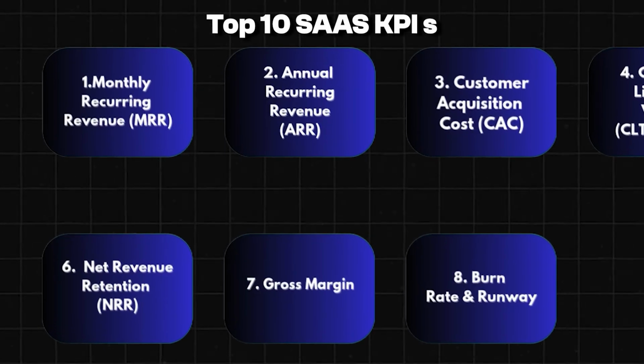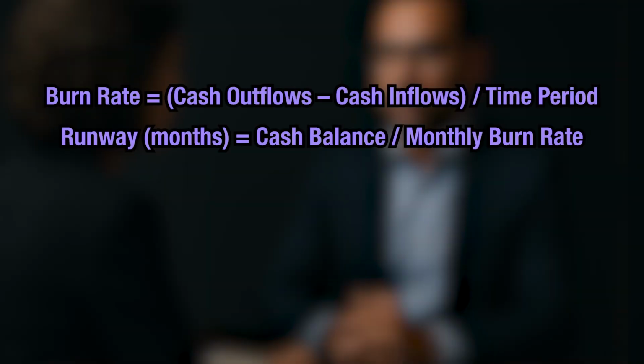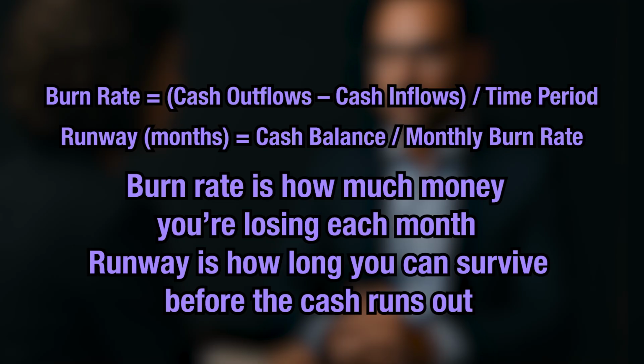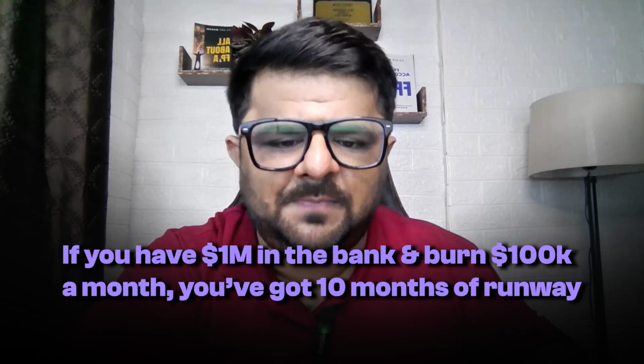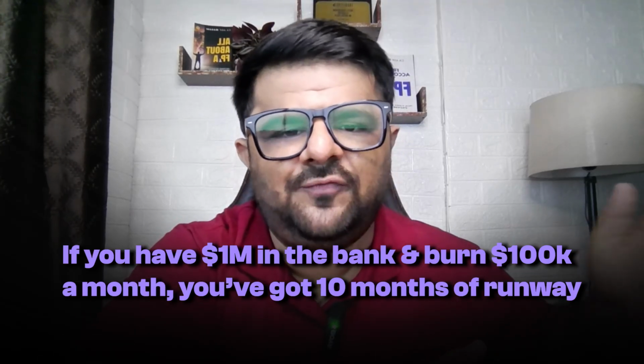Margin looks great on paper, but cash in the bank is what actually matters. That's why let us talk about our next KPI, which is the burn rate and the cash runway. SaaS business KPI number eight, burn rate and the cash runway. Many startups fail not because of poor products, but because they run out of cash. Burn rate is how much money you are losing each month, and the runway is how long you can survive before the cash runs out. For example, if you have $1 million in the bank and you are burning $100,000 a month, you have got a 10-month cash runway.